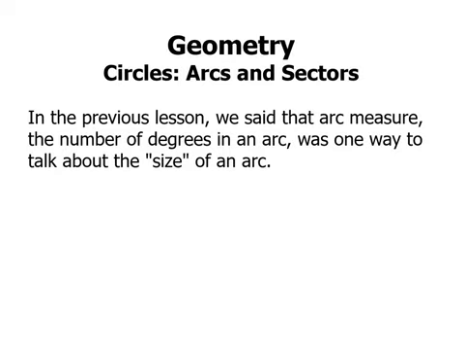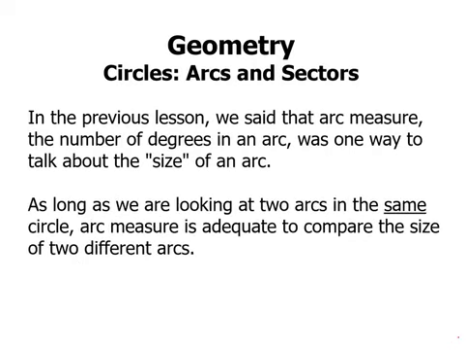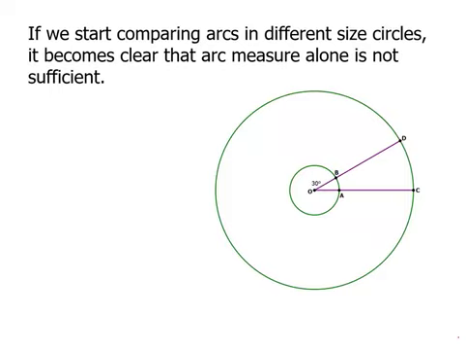Now we can talk about arcs and sectors. In the previous lesson, we said that arc measure, the number of degrees in an arc, was one way to talk about the size of an arc. As long as we are looking at two arcs in the same circle, arc measure is adequate to compare the size of two different arcs. If we start comparing arcs in different size circles, it becomes clear that arc measure alone is not sufficient.